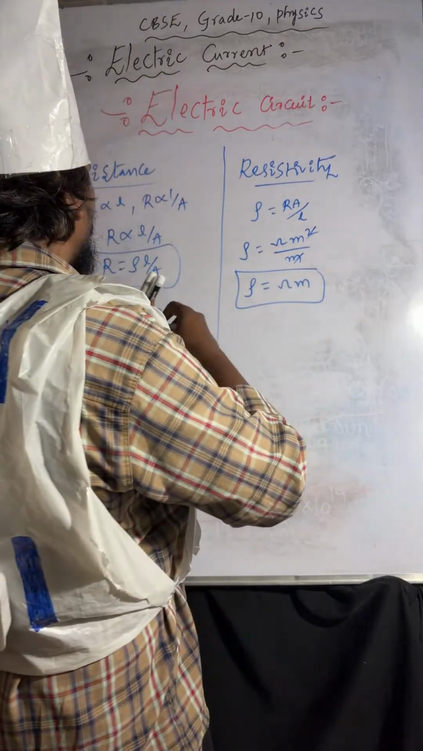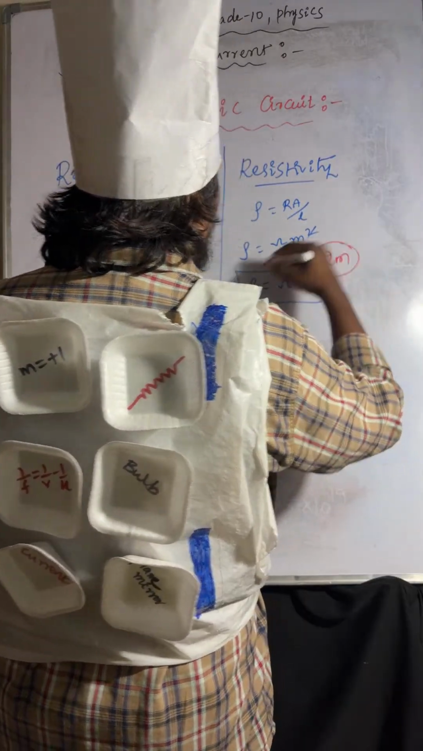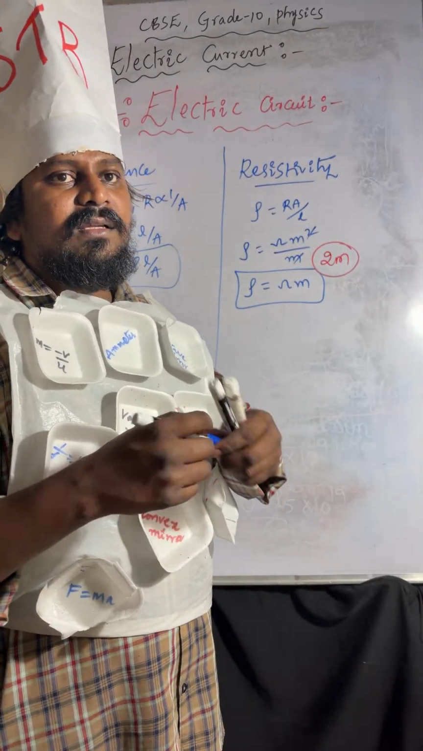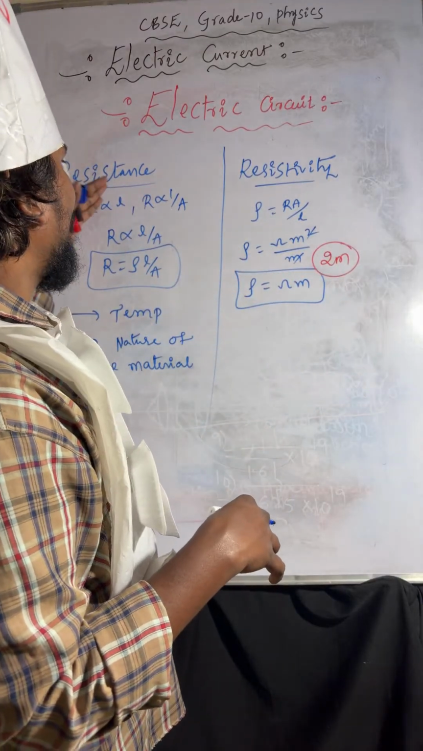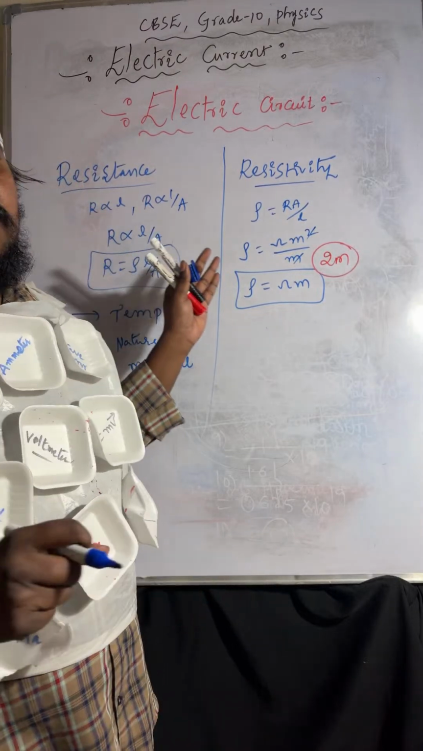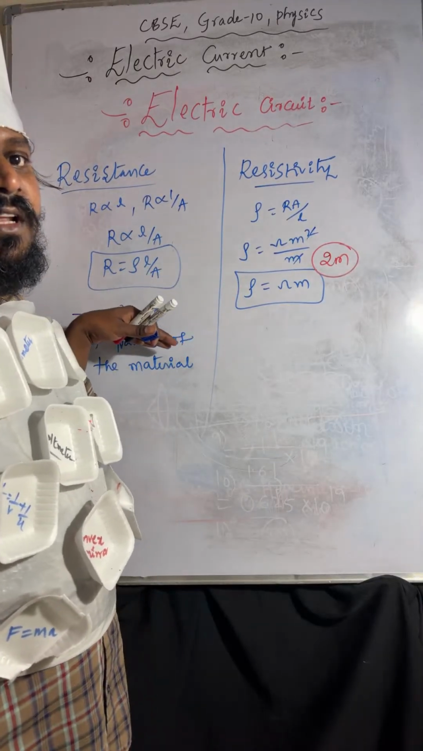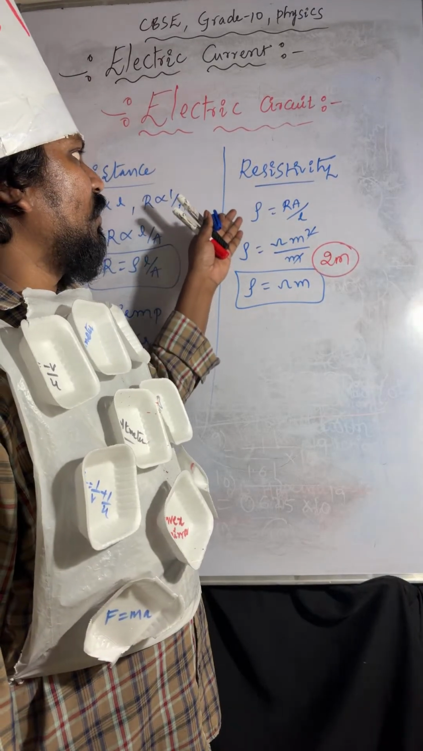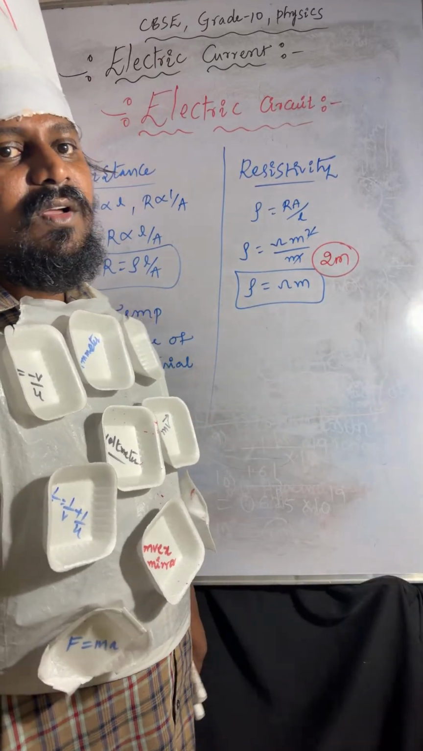This is for a 2 marks question, and especially the derivation they will ask. So right from the start, R is directly proportional to L, R is inversely proportional to area, so R equal to rho into L by A. And here resistance depends on temperature and the nature of the material. And rho equal to RA by L, so the SI unit of resistivity is ohm meter.